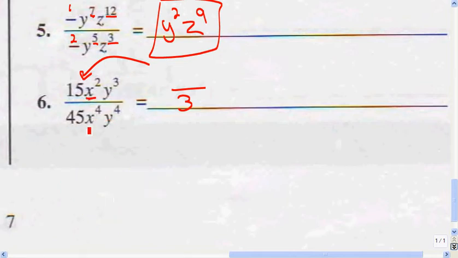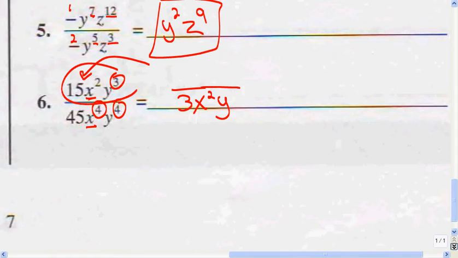So here we've got x to the fourth, x to the second. We're going to subtract. And since the bigger exponent's in the bottom, the x is going to stay in the bottom. X to the second. And same thing, since the bigger exponent's in the bottom, the y is going to stay in the bottom. So 4 minus 3 is just y to the first. And since there's nothing left on top, what I write is 1. Because 15 goes into itself once, so we finally write the 1.